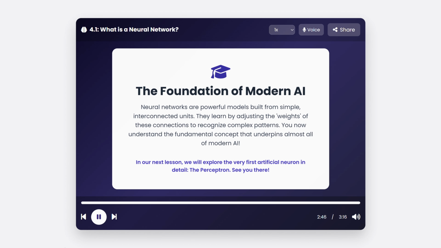Neural networks, directly inspired by the brain's structure, are incredibly powerful models built from these simple, interconnected computational units. They learn by systematically adjusting the weights of these connections to recognize fantastically complex patterns in data. You now have a solid understanding of the fundamental concept that underpins almost all of modern AI, from image recognition to language translation.